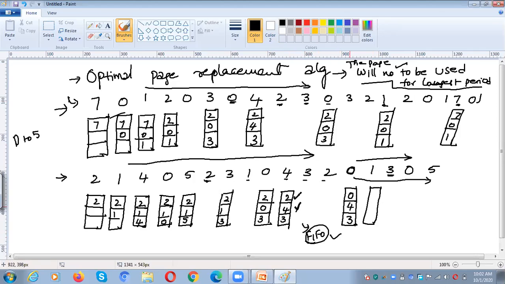Okay, and then 0, 4, 3, and then 1. Which one I need to replace? 1 is not there in the frame. So page fault occurs.